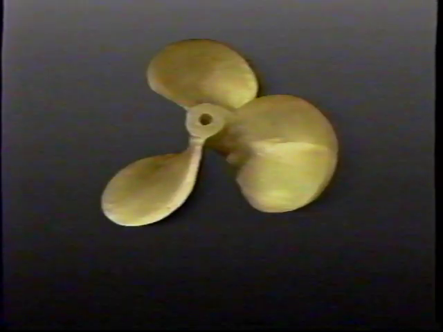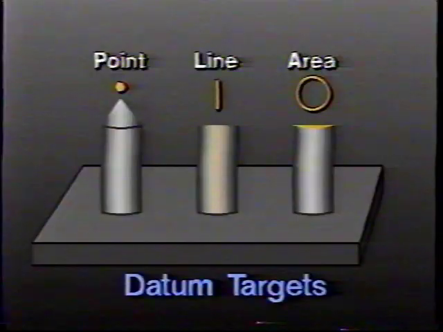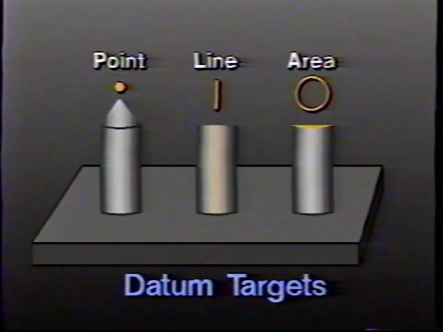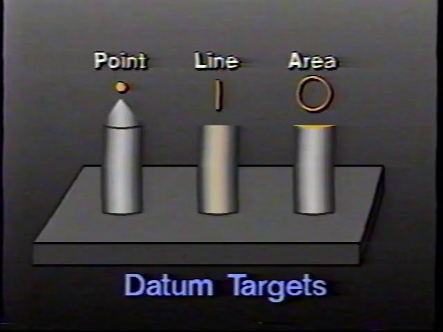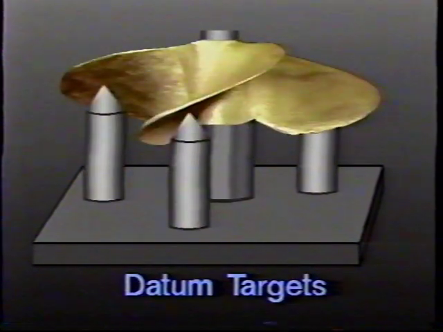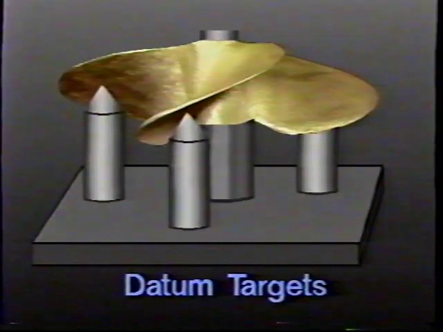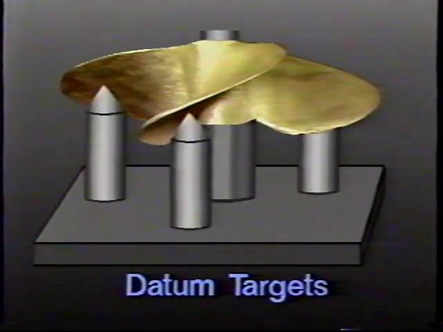Establishing datums on special parts like castings, sheet metal, and those with irregular shapes requires the use of datum targets. A datum target is a specified point, line, or area on a part. It represents a place of contact between the datum feature and the inspection equipment or tooling. Datum targets are used to establish the datum reference frame. They ensure that an irregularly shaped part will be located the same way during production and inspection.